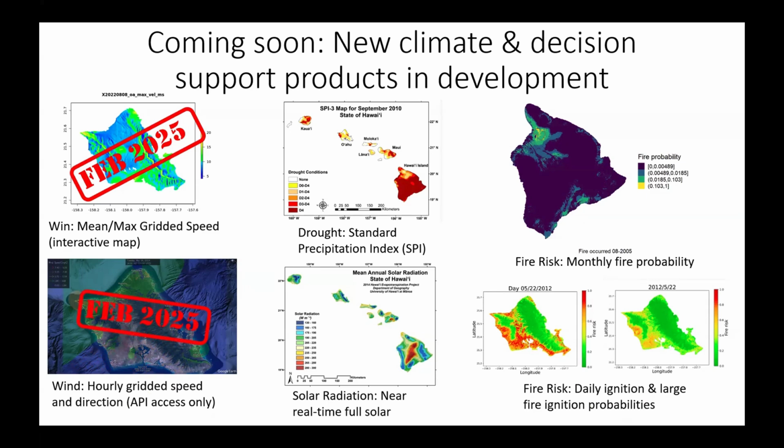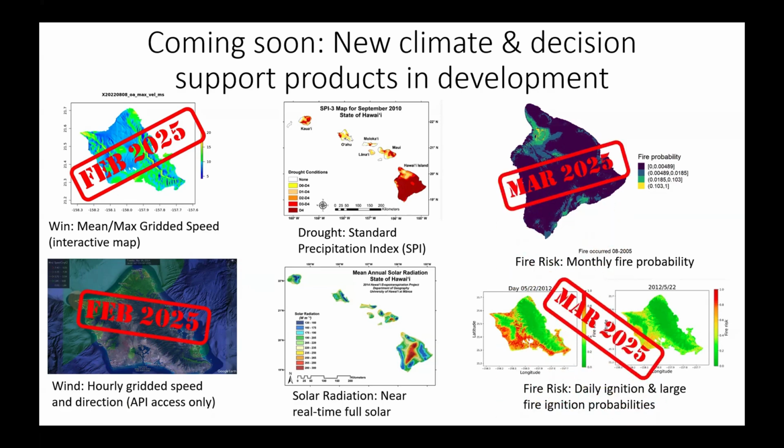That'll be an interactive map available on the website itself. And we have an hourly gridded wind speed and direction, which will probably be API access only. We'll be visualizing that at least right away. That should be coming out hopefully by the end of next month.